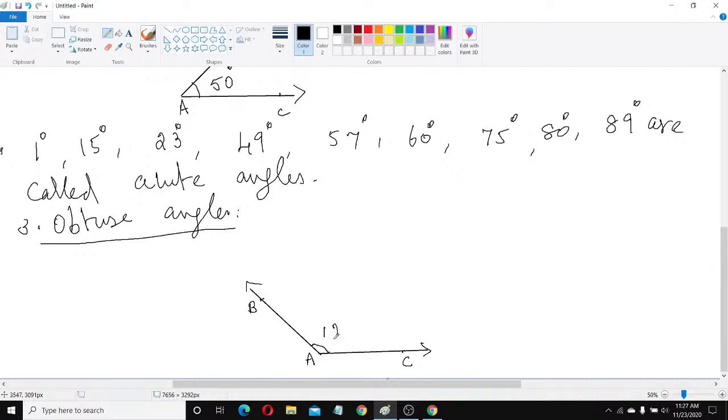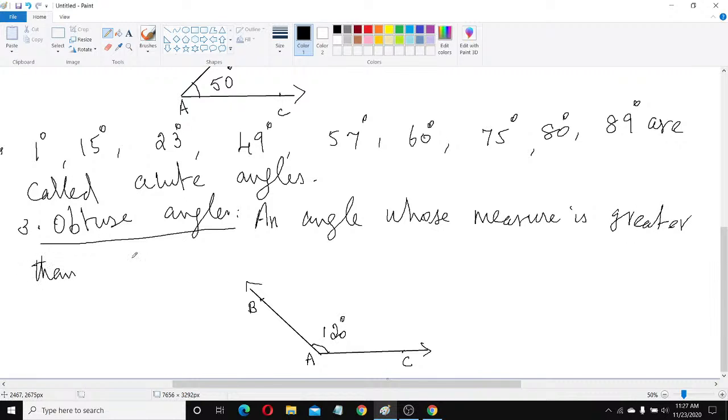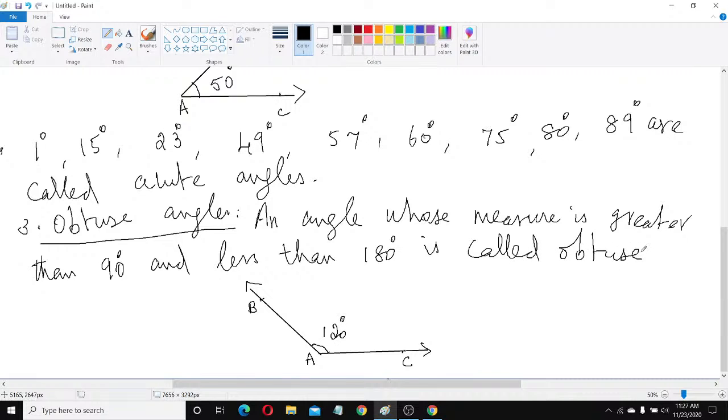Here I will write 120 degree. Suppose measure of this angle is 120 degree. 120 is greater than 90 degree and less than 180 degree. So an angle whose measure is greater than 90 and less than 180 degree is called obtuse angle. So what is obtuse angle? An angle whose measure is greater than 90 degree and less than 180 degree is called obtuse angle.